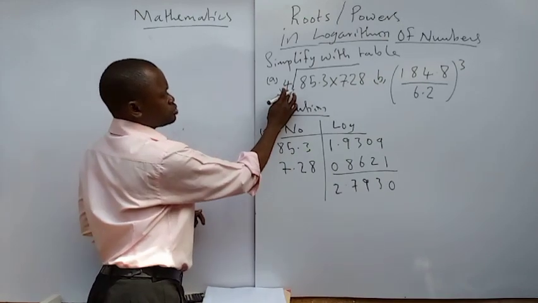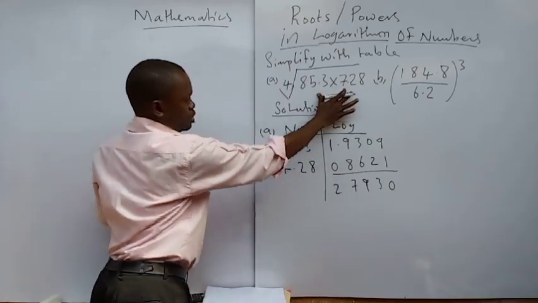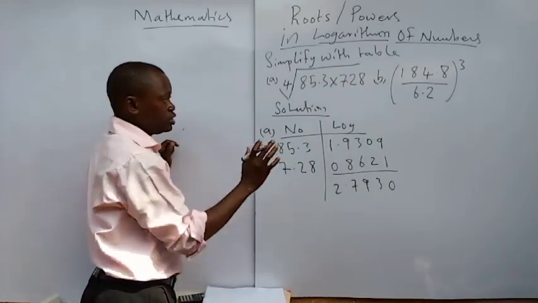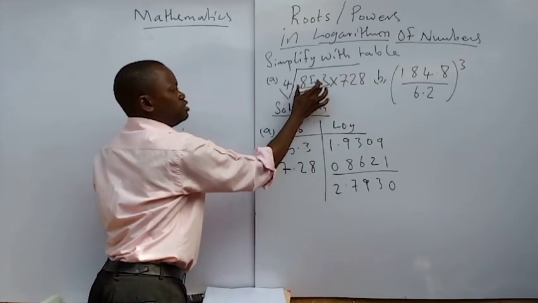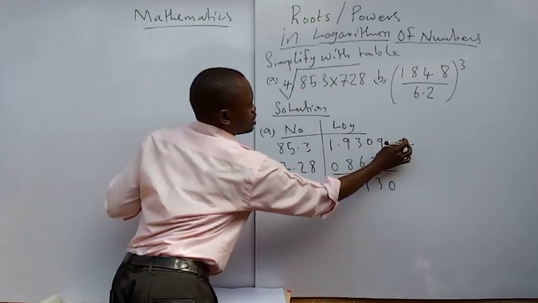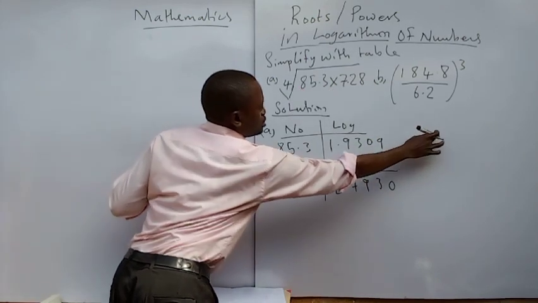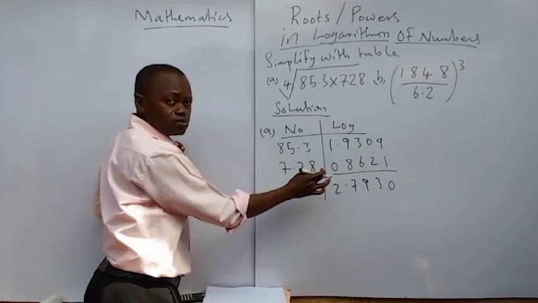Now because of this root, take note that this root is covering these two numbers. Look at that carefully. It is covering these two numbers. It is not for just this. If it is just for this, as soon as I find the logarithm of this, I will divide it by 4 and then extend the answer to be added to whatever I have here. I hope that explanation is very clear.